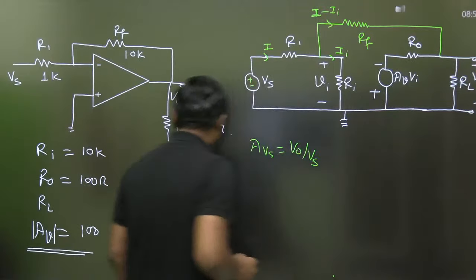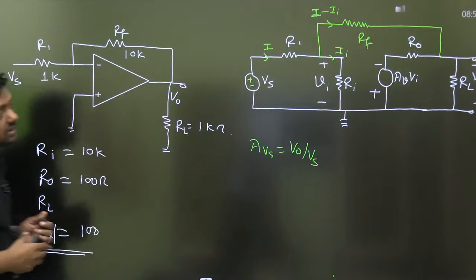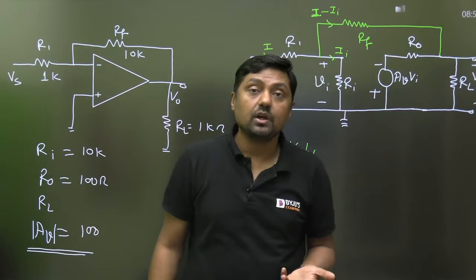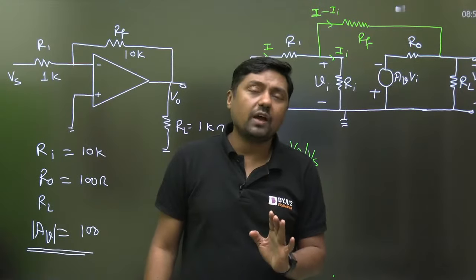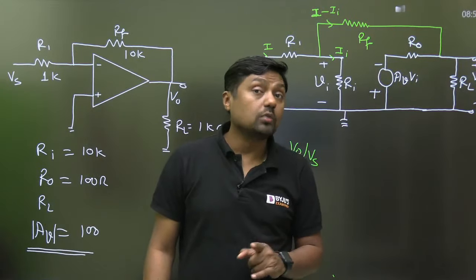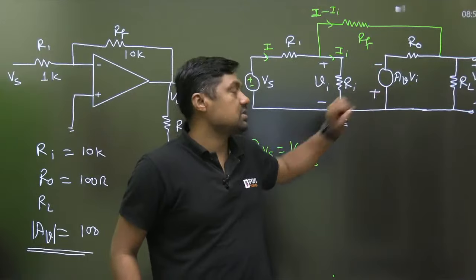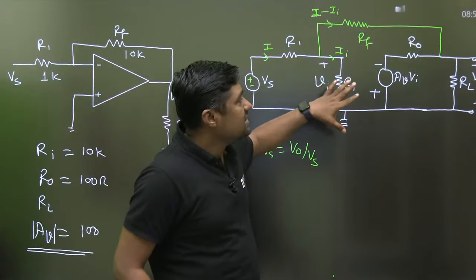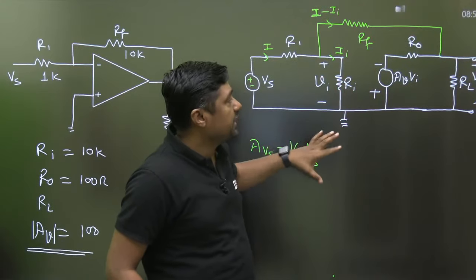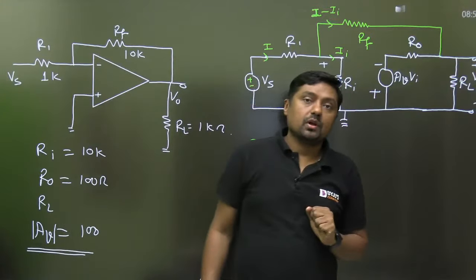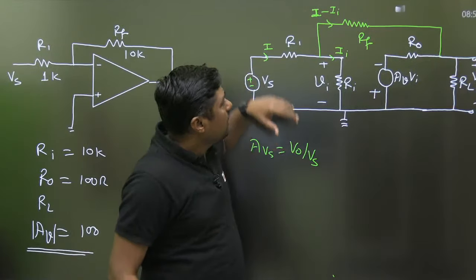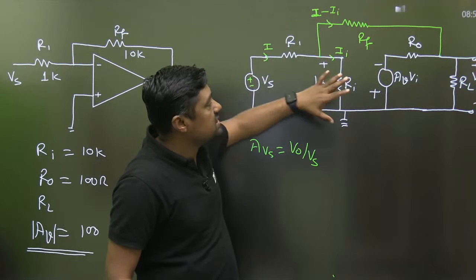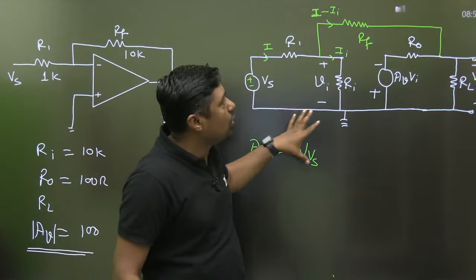AV is given as 100, because we are changing the polarity. This is the minus, this is the plus, meaning we have considered the 180 degree phase shift, and we have to use the value 100, not minus 100, because we have considered minus, plus. Very simple approach. That is how to solve this particular question. Now we can use nodal analysis or any other approach. That is a question based on the two-port network.